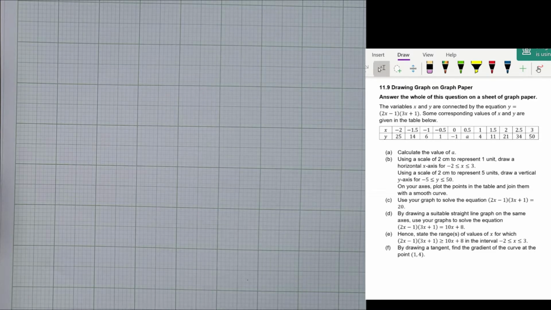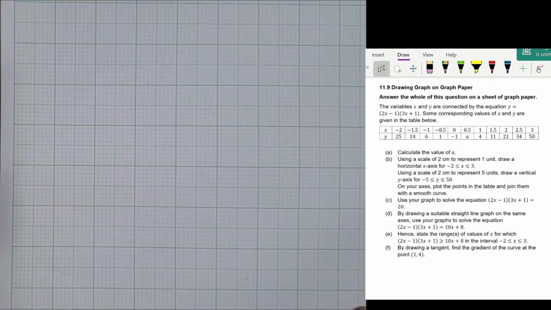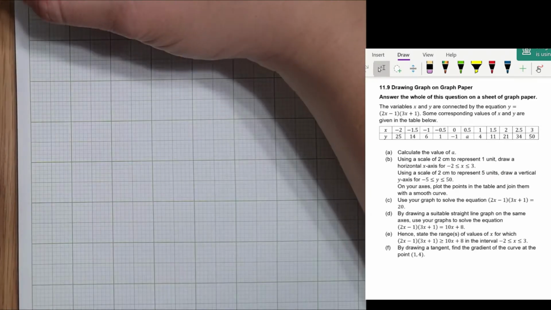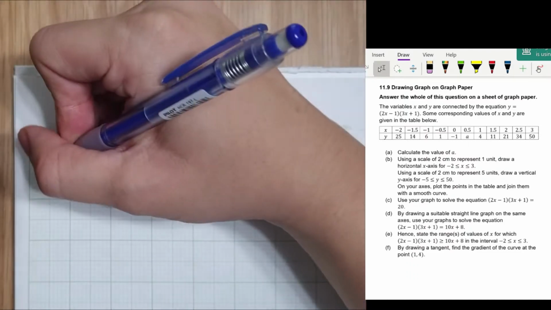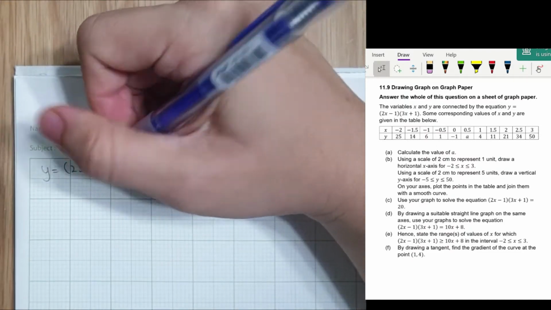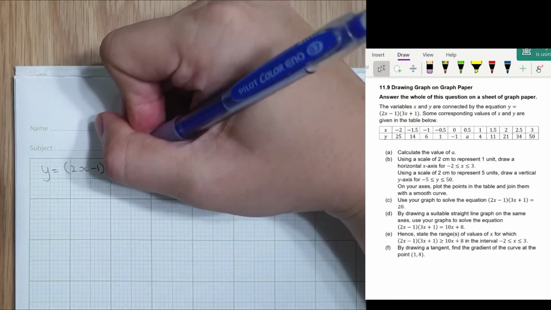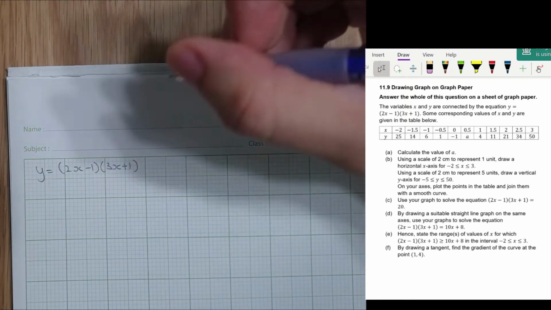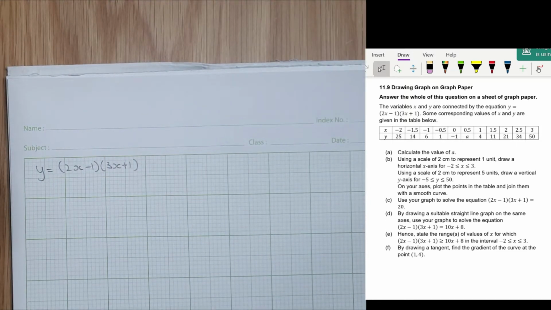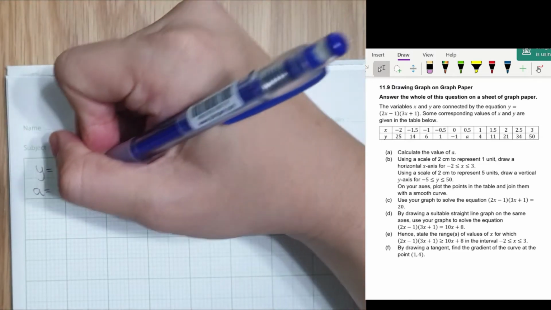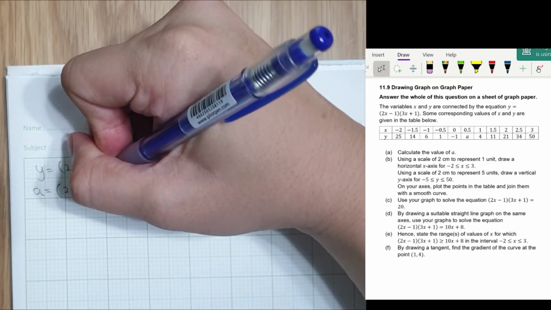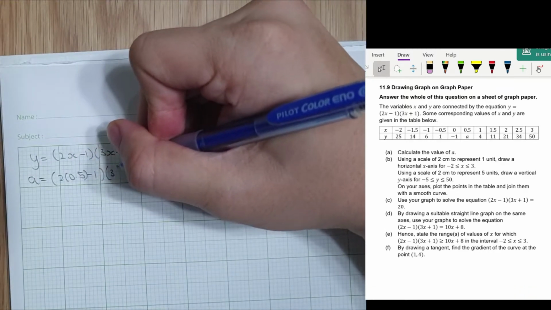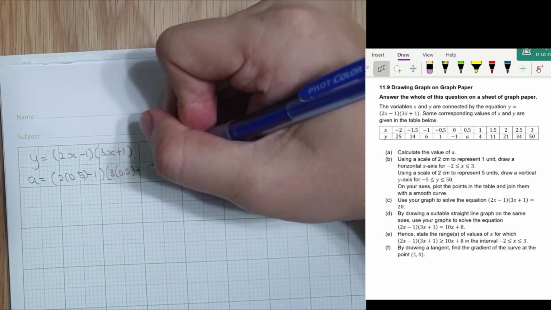Okay, so if you look at this question, the question gives you an equation y equals 2x minus 1, 3x plus 1. Okay, so I will write it down. y equals 2x minus 1 and then 3x plus 1. The question asks you to find a. Okay, so a is the y value and the x value is 0.5. So I put in a equals 2 times 0.5 minus 1 and then 3 times 0.5 plus 1.